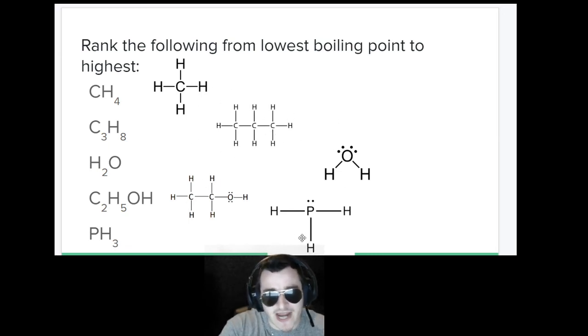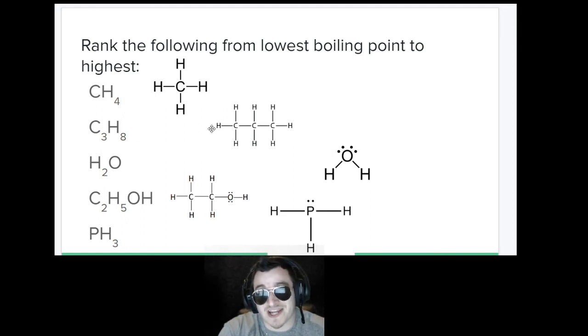And so what we need to be able to do is assess what IMFs each of these molecules are exhibiting. And notice I tried to stagger them so they wouldn't overlap with each other, but hopefully you can easily track which is which. So let's start with CH4, which we've drawn out. Completely symmetrical. If I draw a line down the middle, I'm going to see the same thing on the left as I do on the right. So he's only going to exhibit LDF. He's a nonpolar molecule. He only has London dispersion forces.